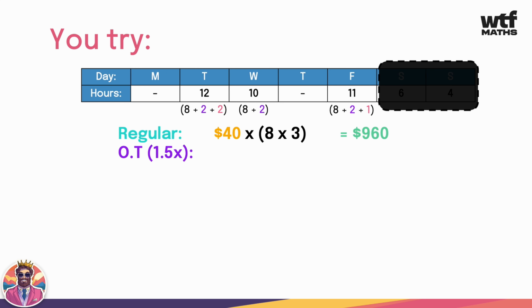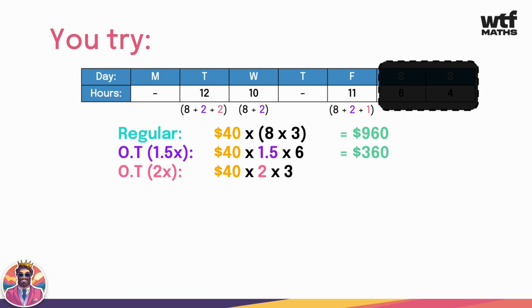To work out the overtime, we're going to look at all the purple numbers we have here. So 2 plus 2 plus 2 is 6 hours at time and a half. So this is going to give $360. And to calculate the double time hours, we're just going to look at all the pink numbers we got. She's got 2 hours double time on Tuesday, 1 hour double time on Friday. So that's 3 hours in total. So $40 at double the pay for 3 hours is $240.